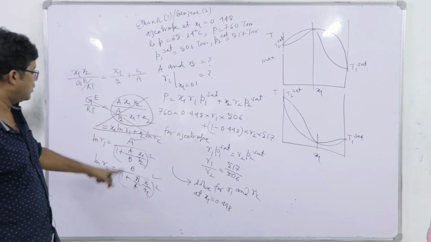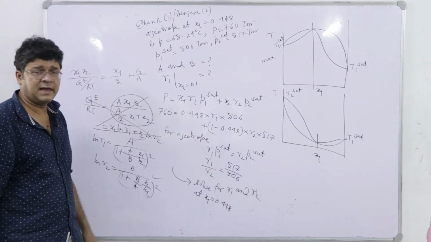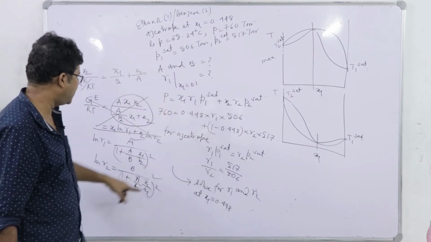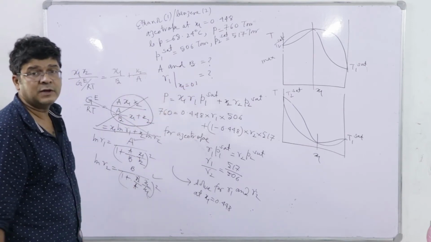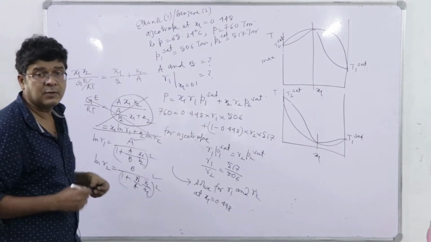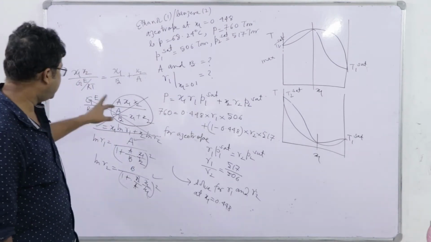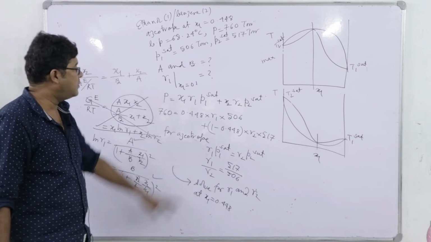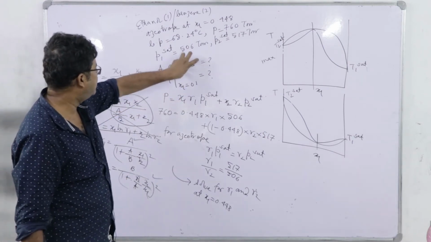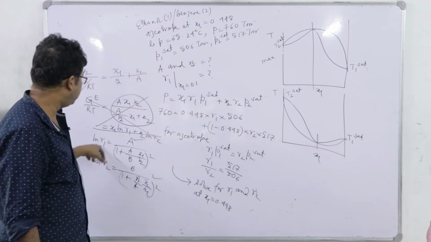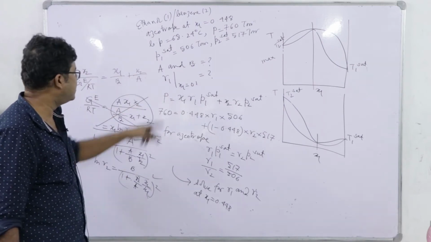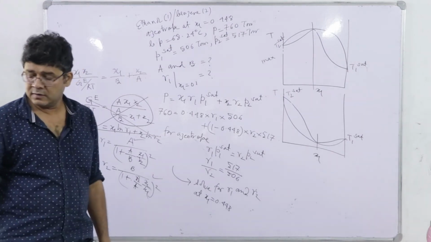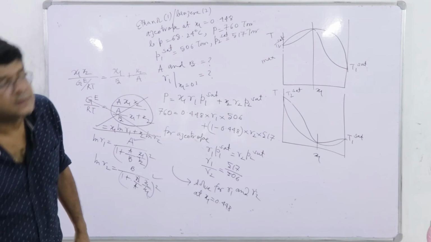And once A and B are known, next upon substitution of x1 equal to 0.1 and x2 equal to 0.9, we can solve for gamma 1. So from here we can solve this A and B, and once we know A and B, the first part is obtained, and second, in this expression with A and B we will substitute x1 equal to 0.1 and x2 equal to 0.9. So you can solve for ln gamma.